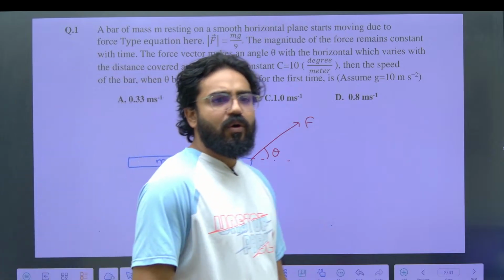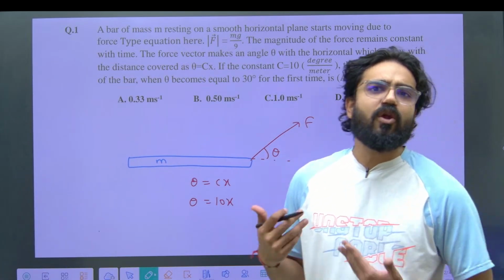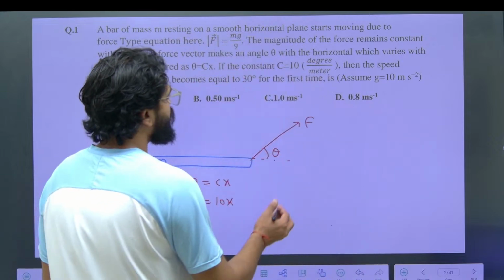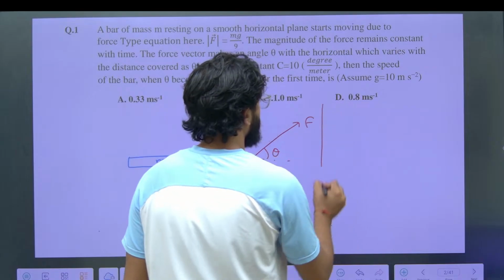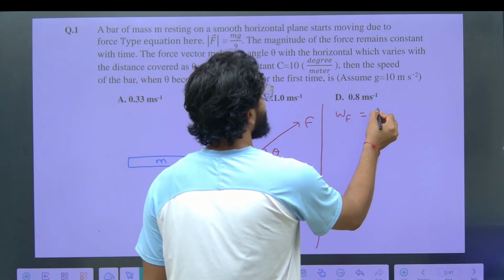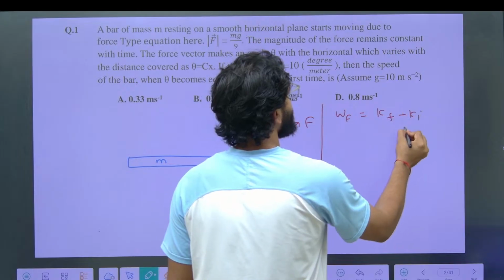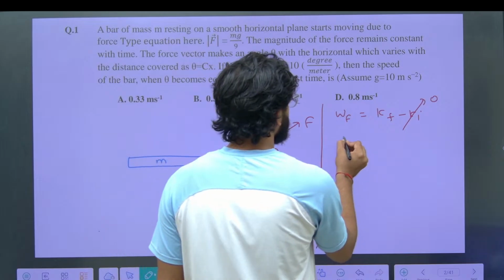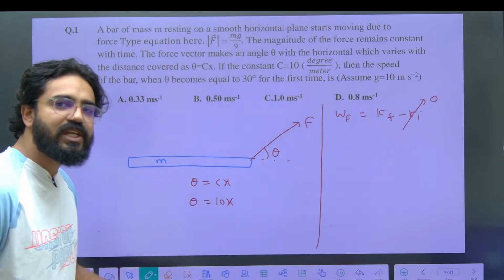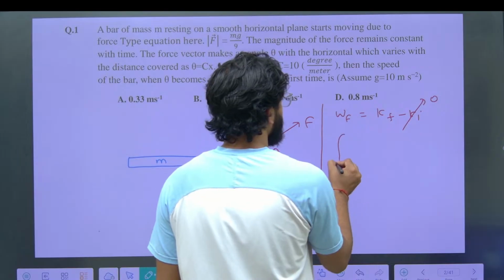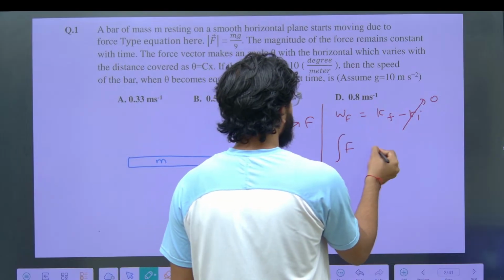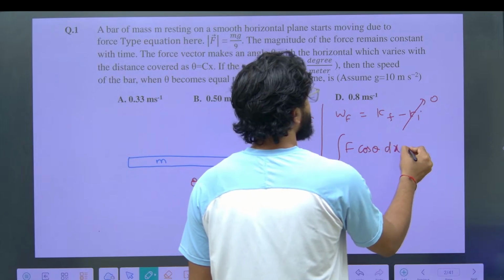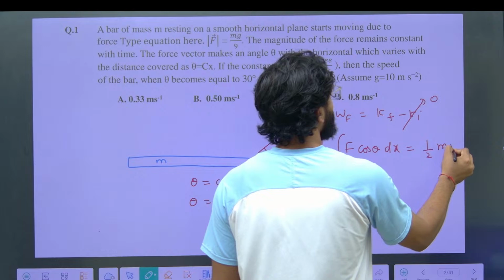So basically we are dealing in laws of motion, but we can also take help of work energy. So we can write work done by this force is nothing but change in kinetic energy. Initial kinetic energy is 0. So work done by this force, because it's a variable force, theta is changing, so we have to use integration. It is F into s into cos theta. So we can write F cos theta into dx equals half mv square.